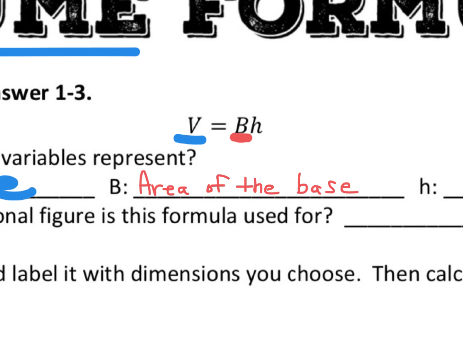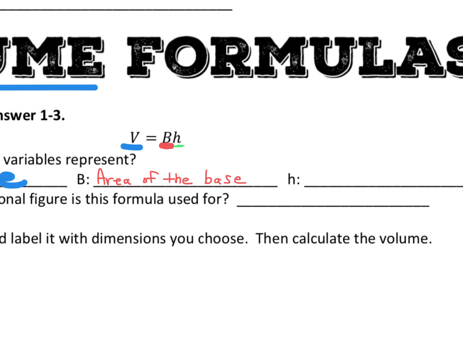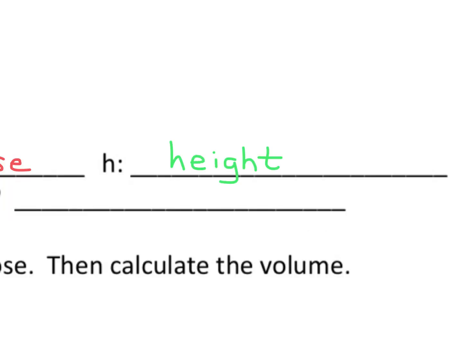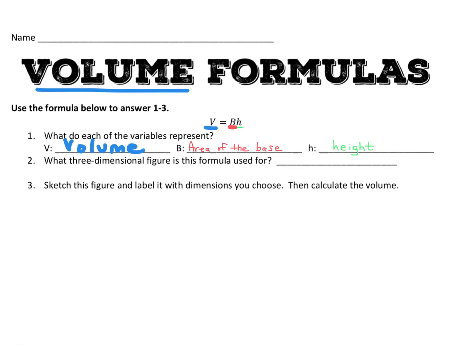Okay, so that's an important distinction. It's a capital B, so that's the area of the base. And then the letter H, you probably know, that stands for the height. So that's the distance from the base to the top. Okay, so this formula here can be used for a lot of three-dimensional figures, but we usually use this one for a rectangular prism or a cube. I'm just going to say prism.